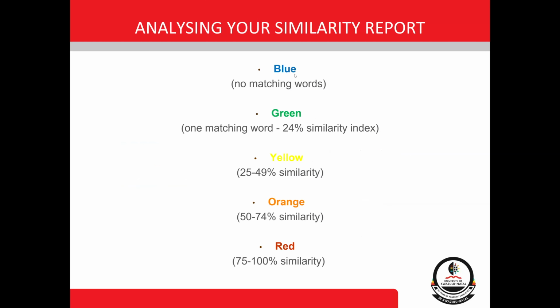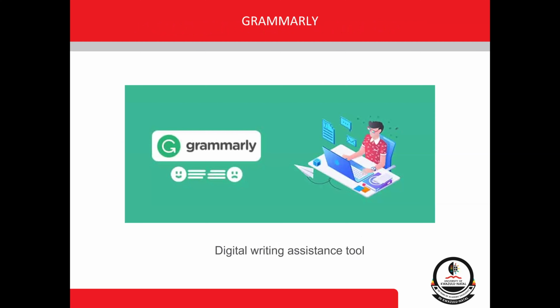Also, maybe just some information. If the text that you've submitted is blue, there are no matching words. If it's green, it's up to 24% similarity. If it's yellow, so you make sense, right? 75 to 100%. It's quite a lot. All right, Turnitin covered. But I'm going to show you Turnitin. I'll go into it just now.